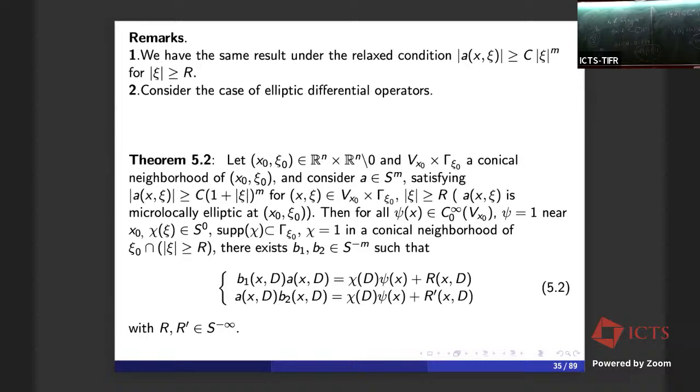If A is elliptic in x0, omega0, you know that you can find a microlocal symbol that is equal to 1 microlocally near x0, omega0, and such that the operator associated to this symbol, B(x, D), satisfies this inversion. It gives you a left parametrix of A. This, you see, this infinitely smoothing remainder doesn't play any role.